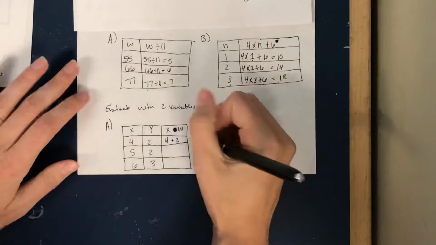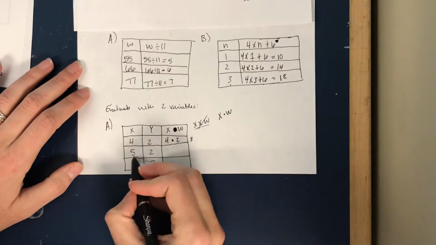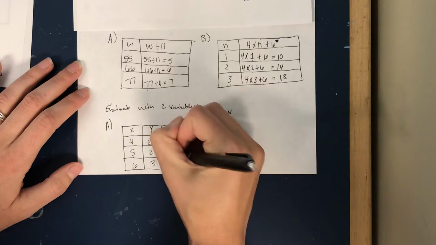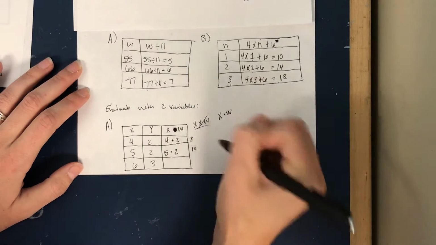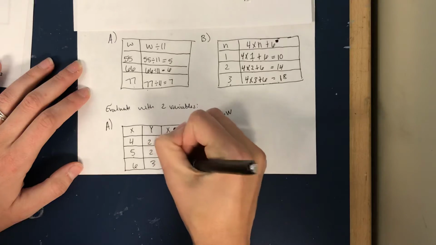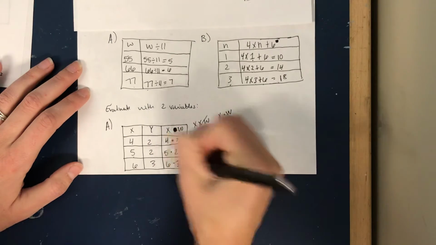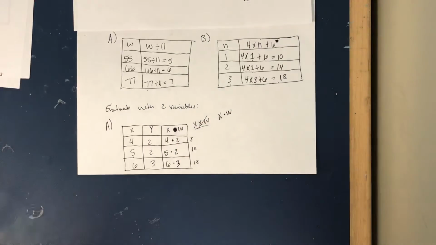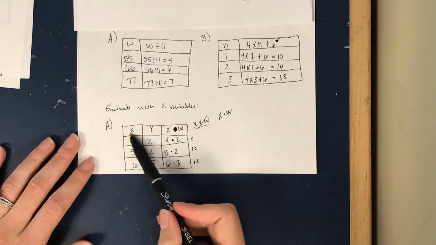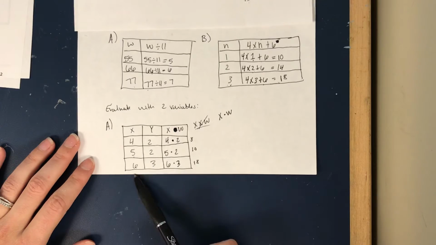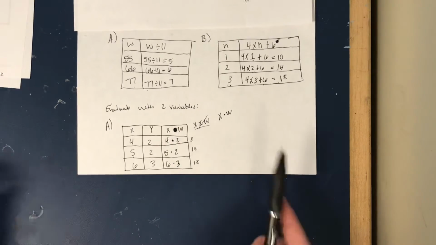Okay, and then 4 times 2, it's just a simple 8. We have 5 for x, times 2 is just 10. 6 for x, 3 for y. 6 times 3 is just 18. Okay, hopefully that's pretty simple. All you're doing is, like I said, you're looking at where the variable is, the number, and then plug it in for where you see that variable.